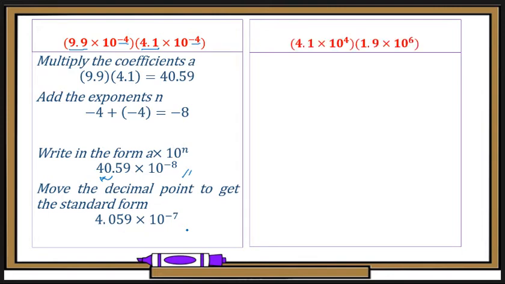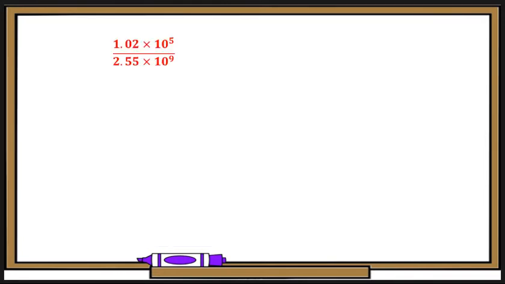So, let's try this one. 4.1 times 10 raised to 4 times 1.9 times 10 raised to 6. So, this is going to be your activity for the recitation. So, this is worth 5 points. Now, let's go to the next one. Division naman tayo. We have this number 1.02 times 10 raised to 5 and 2.55 times 10 raised to 9.